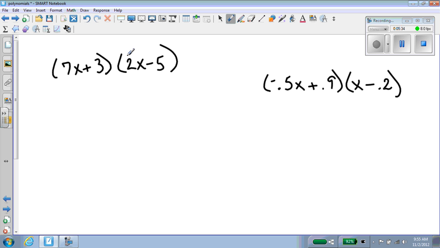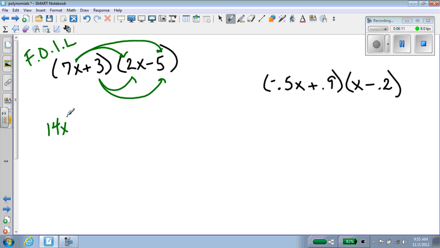A binomial times a binomial. So we're going to multiply 7x times 2x and 7x times negative 5 and 3 times 2x and 3 times negative 5. A lot of teachers, and myself included, identify this as FOIL because we multiplied the first term in each bracket, the outside terms in each bracket, the inside terms in each bracket, and the last terms in each bracket. So my first terms make 14x squared.